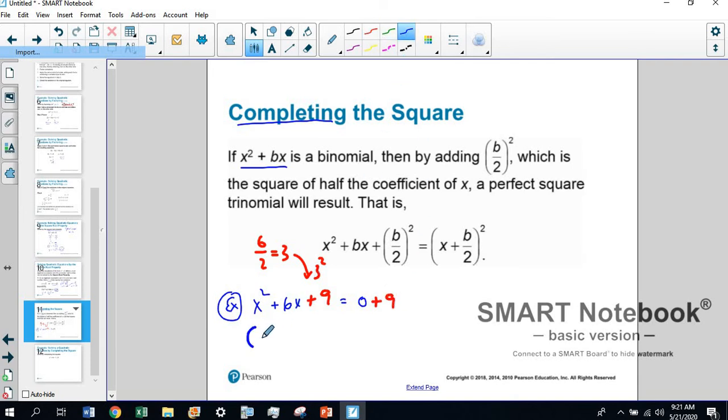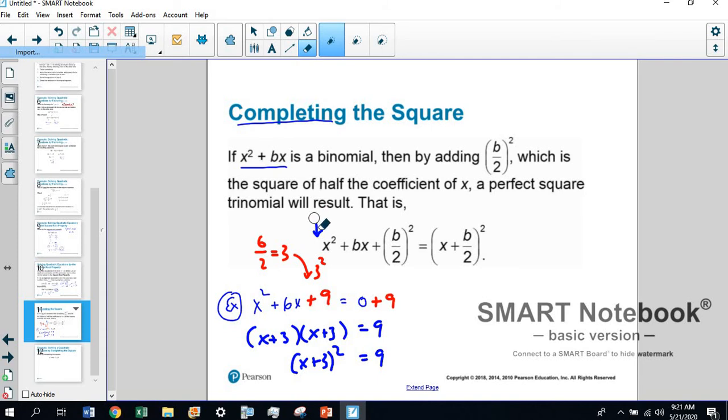Then this factors into (x plus 3) times (x plus 3). It's a perfect square. And then once you have this perfect square, we can square root both sides and then solve for x. Okay, so that's the process. Completing the square, if you have a number other than 1 out front, you can't do it directly. You have to divide everything by that number first, on both sides of the equation. I'll show you an example of that.